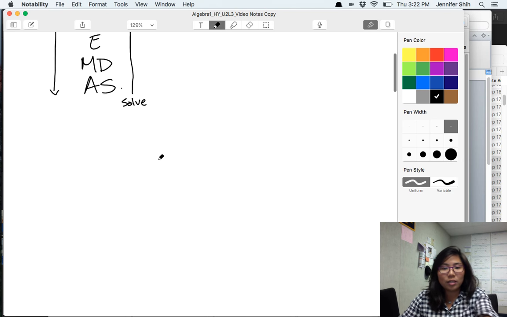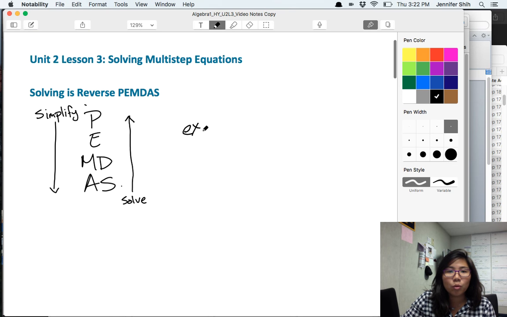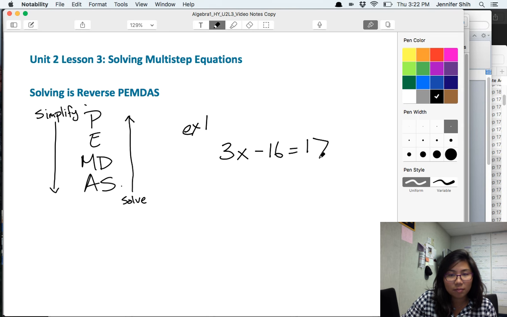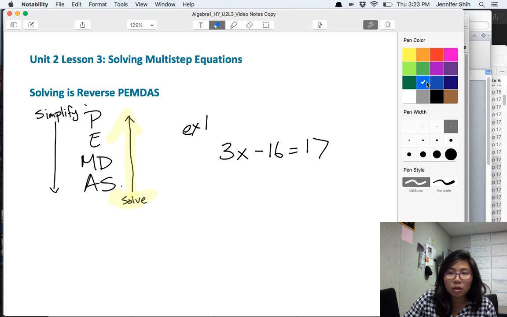Let's start with our first example. Example 1 for solving: 3x minus 16 is equal to 17. This is more than one step. We've only been doing one-step equations, and now this is multiple. So to solve, we're going to go in this direction. We need to isolate x.